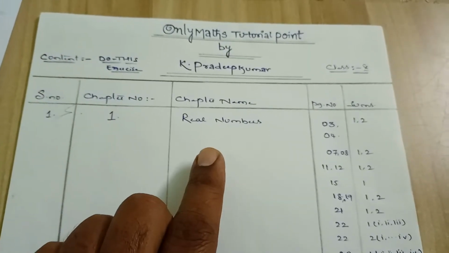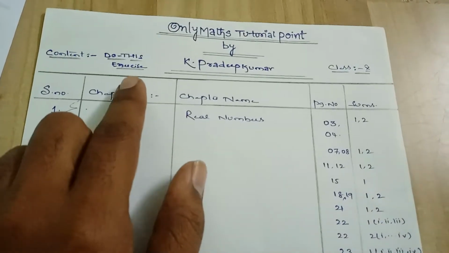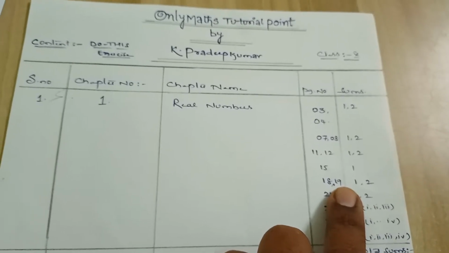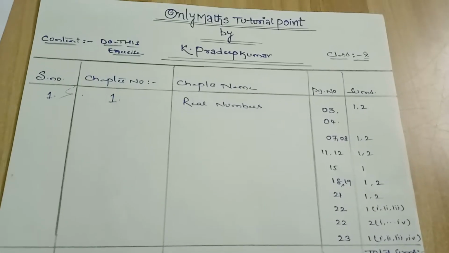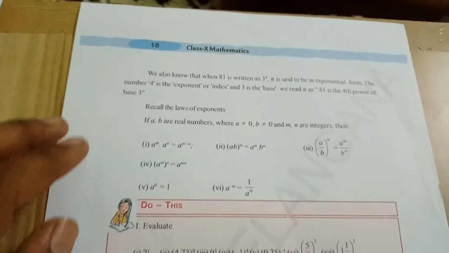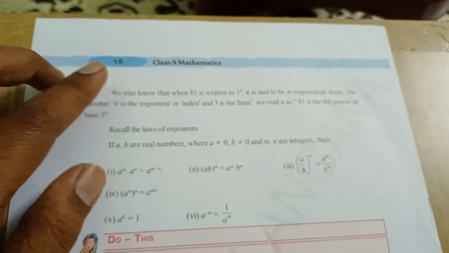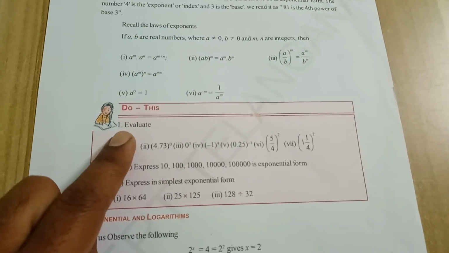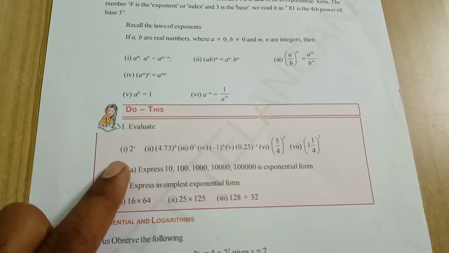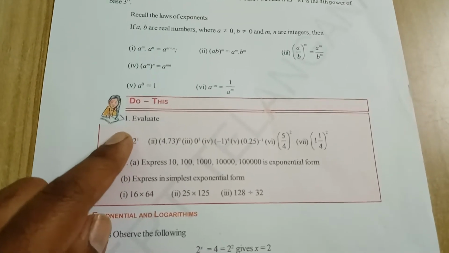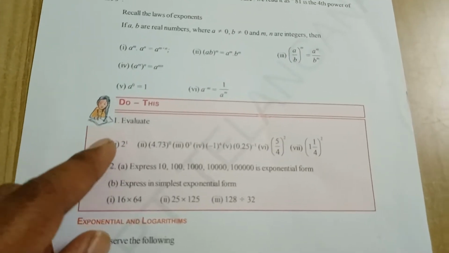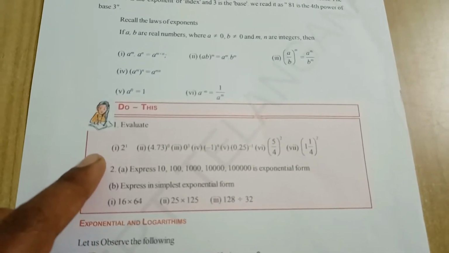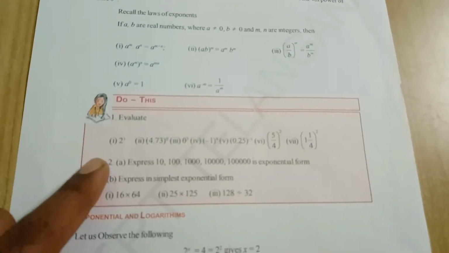Today we are going to deal with chapter Real Numbers, dosage exercise of page number 18 and 19. Okay, let's start. Page number 18, guys. Dosage exercise. They gave some evaluation sums. We need to write in exponential form using the laws of indices. Okay, let's start, guys.